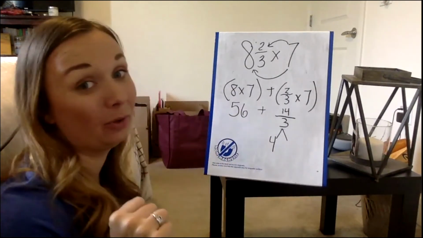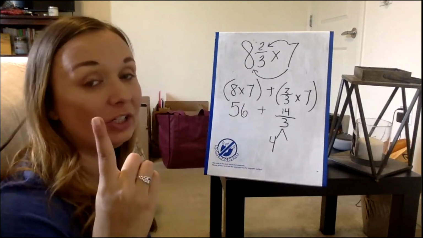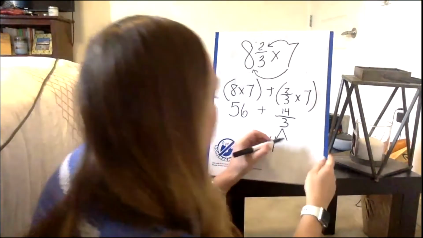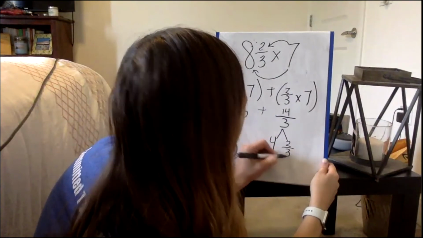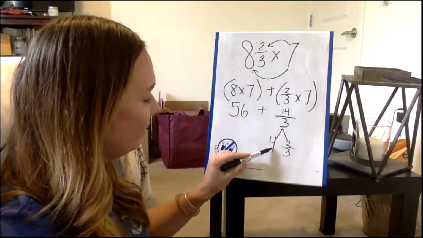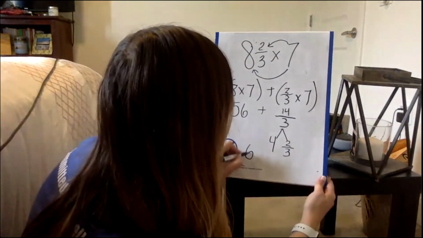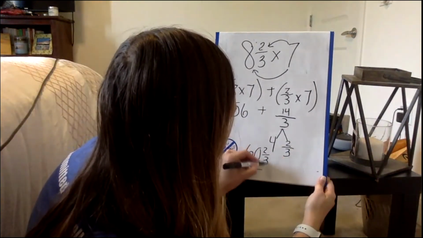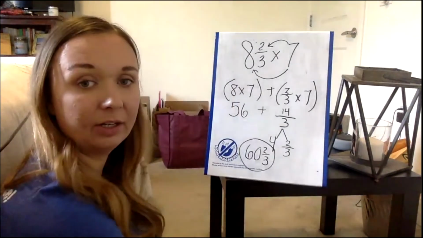So I need to get to 14. 13/3, 14/3. So I had 2 more thirds. We have 56 plus 4 is 60, and 2/3 as my final answer here.